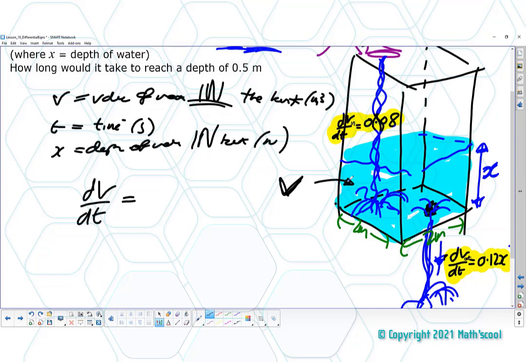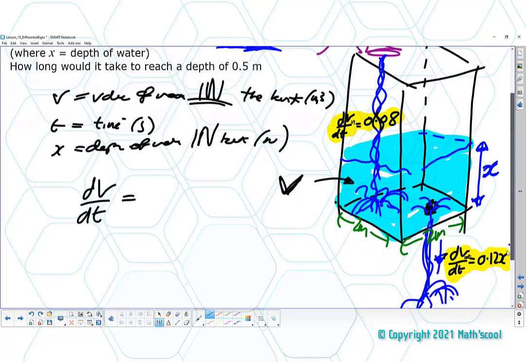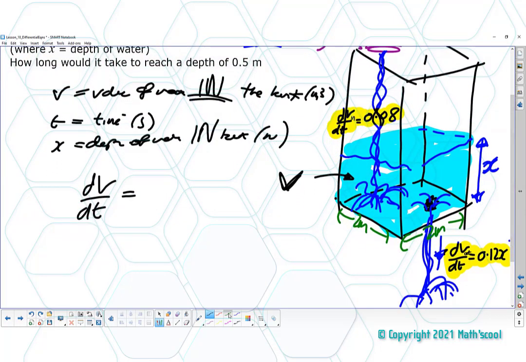Anyway, I want to find dV by dt. Tell me what dV by dt is, Jeff? It's not proportional, because it doesn't say anywhere here that the rate of change of volume is proportional to the volume. This is not a proportionality one. It's something to do with the fact that water's going in from the tap.